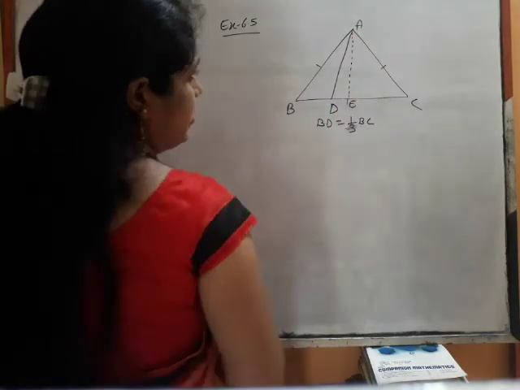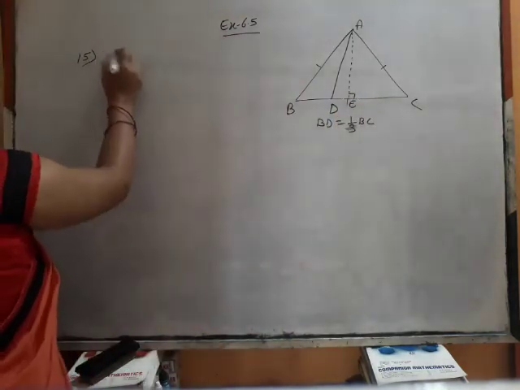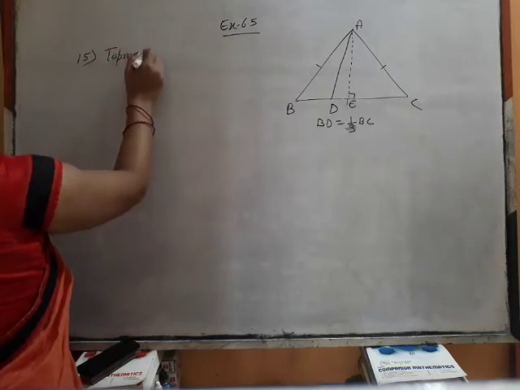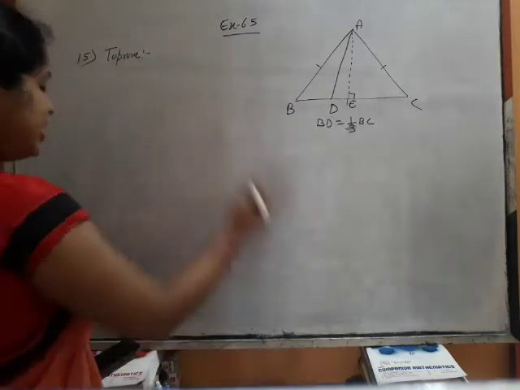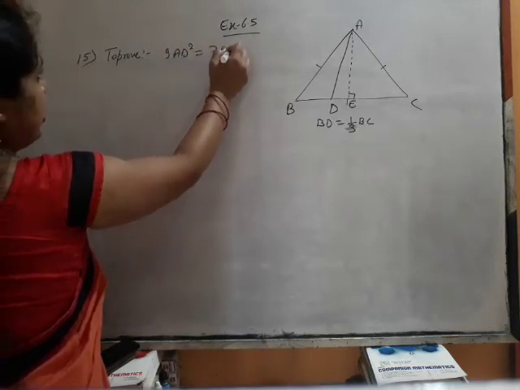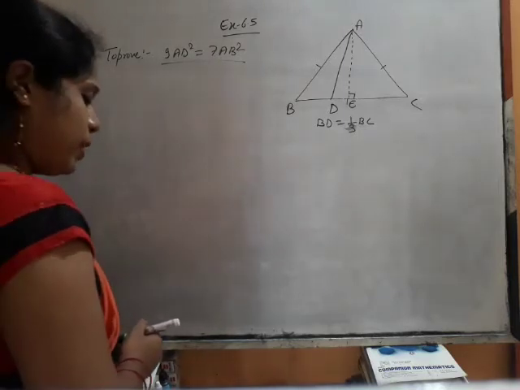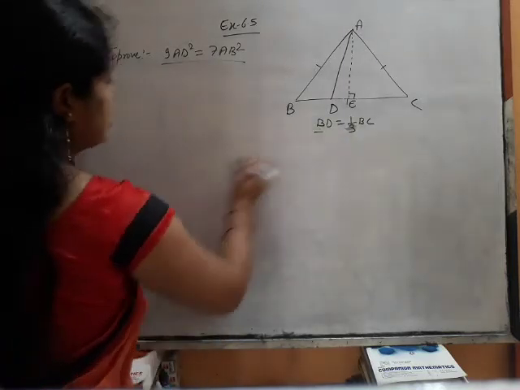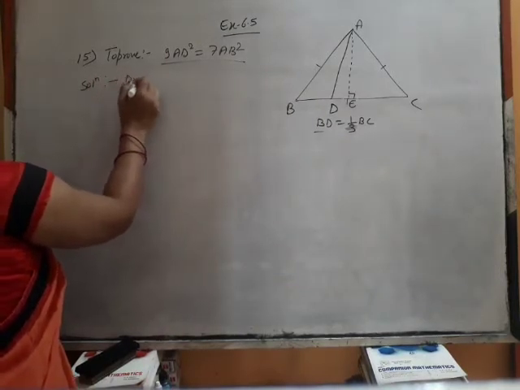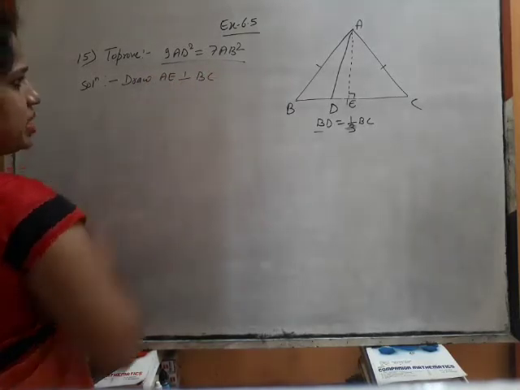Suppose this is AE perpendicular to BC. So this is given, to prove 9AD square is equal to 7AB square. So here it is given this much. So in the solution we have to draw AE perpendicular to BC.